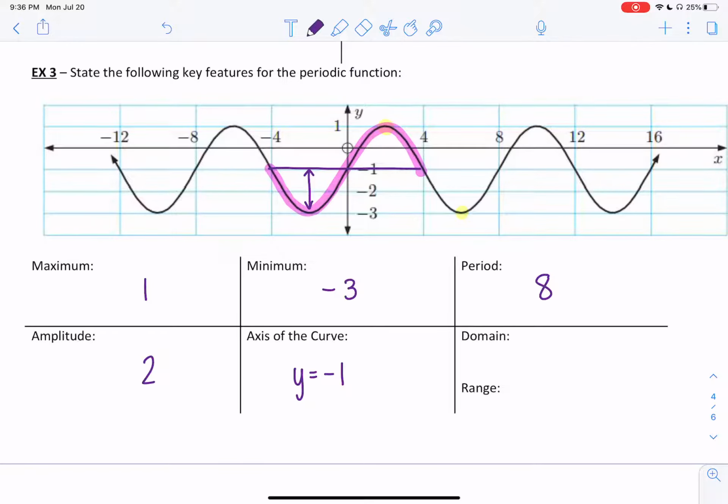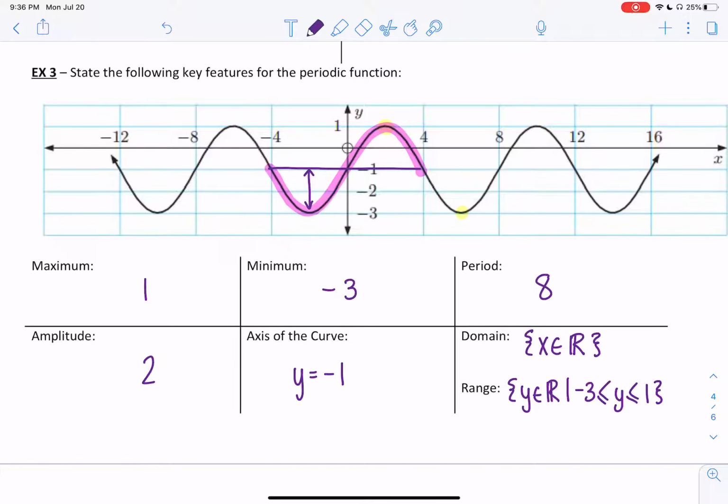And now we have our domain and range. If I look here, is there anything stopping my domain? There's nothing stopping my x's. So my domain is x as an element of real numbers. And then all my range is sandwiched between 1 and -3. So I know that y is an element of real numbers such that -3 is less than or equal to y, which is less than or equal to 1, like that.